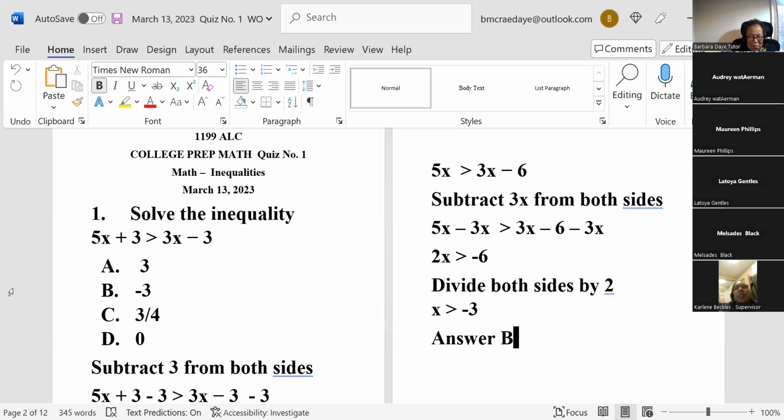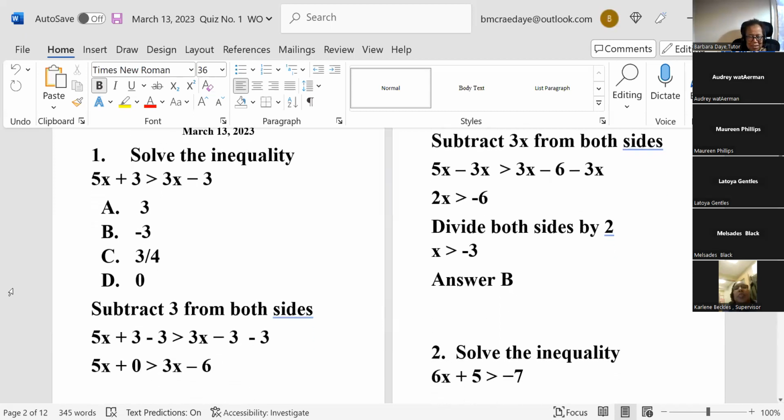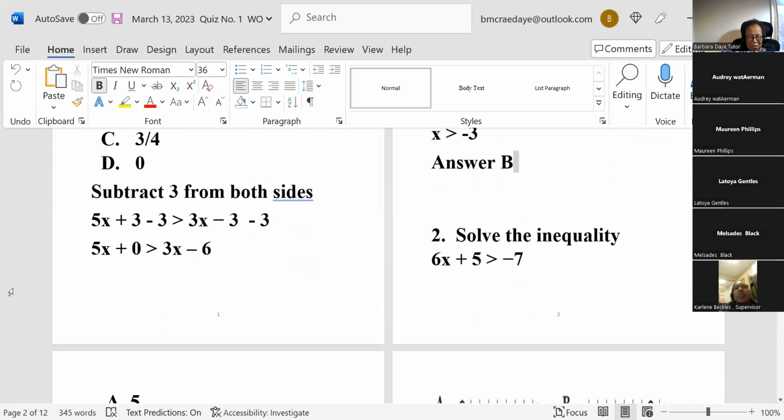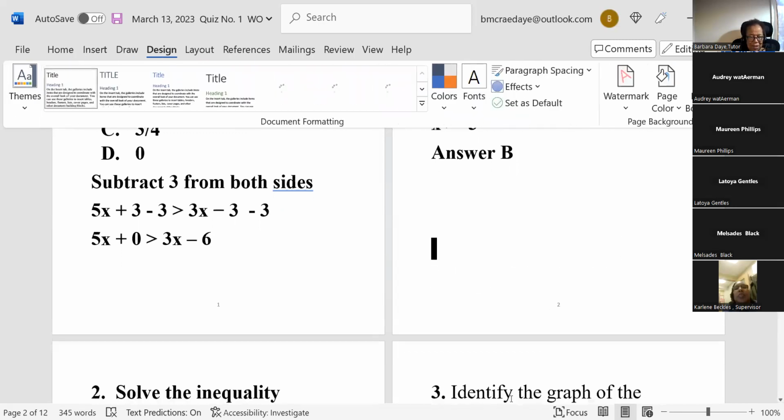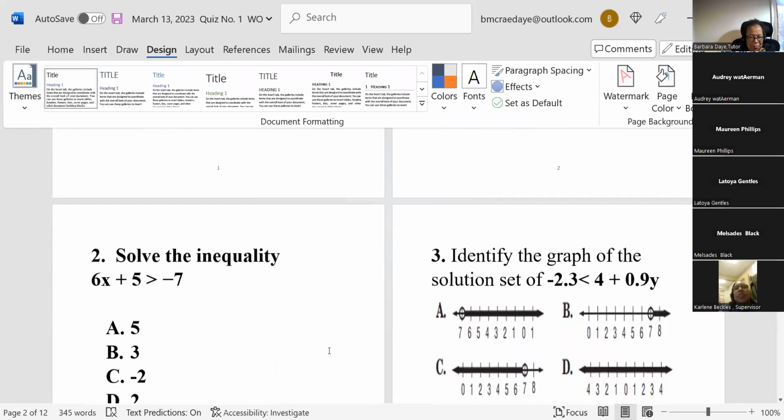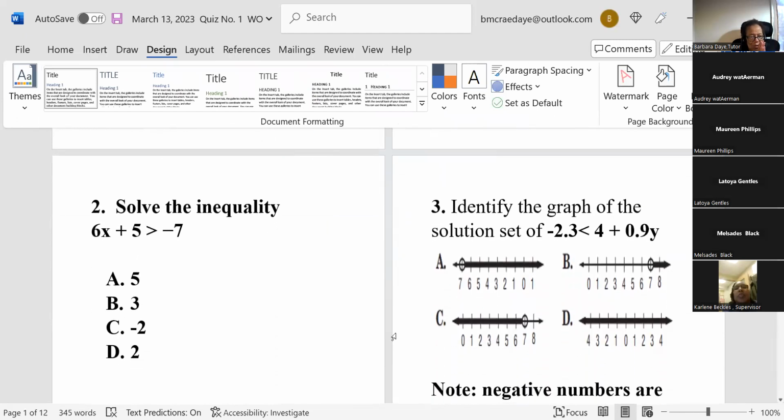Okay. Number 1, any questions? No. Okay, now number 2. Solve the inequality. So what do you do first here?